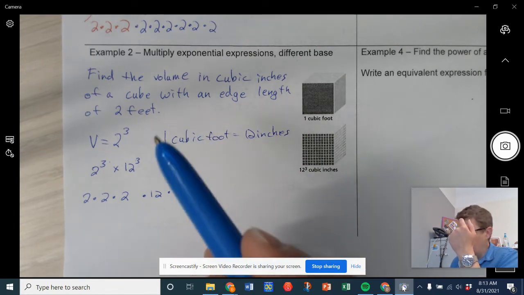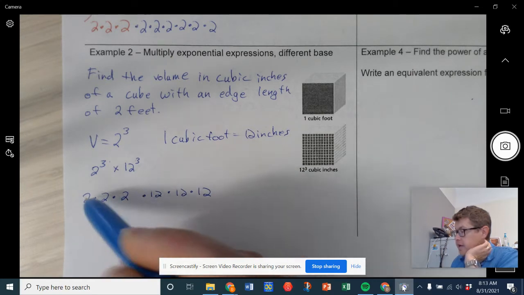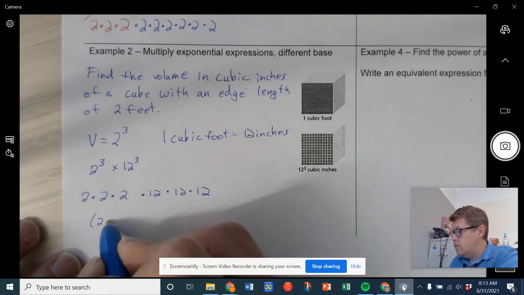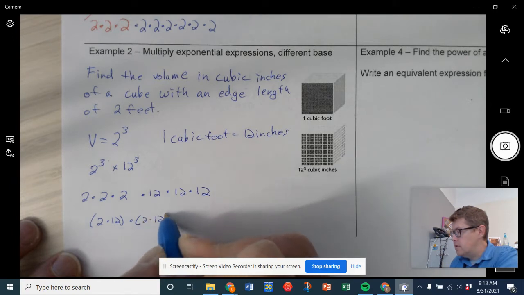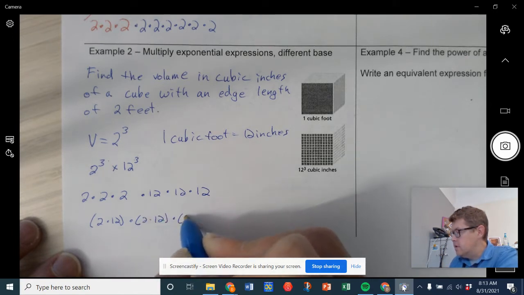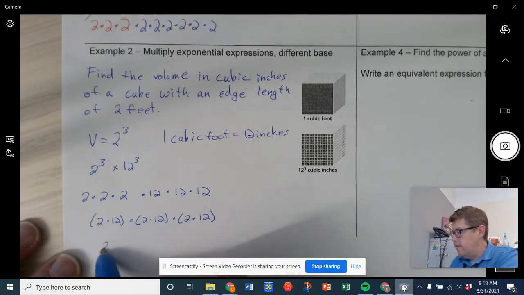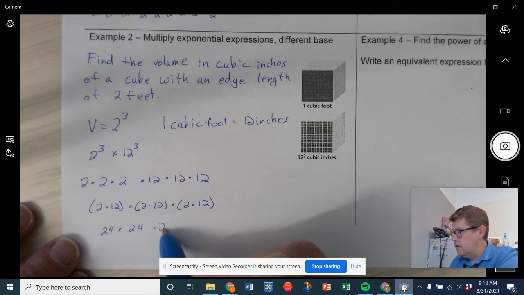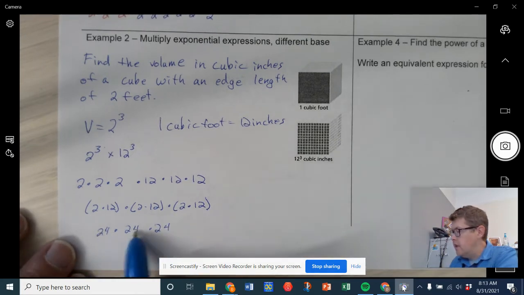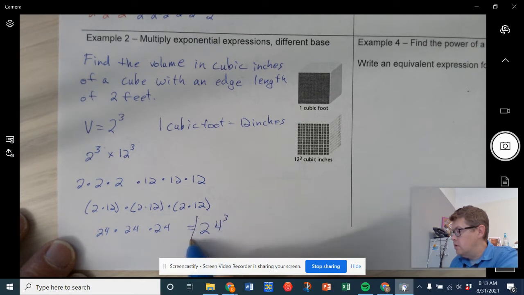And so we can combine these together to get the actual individual inches, right? So we can say 2 times 12 times 2 times 12 times 2 times 12, right? 2 times 12 is 24, right? Just like that. And there are 3 of them, so you get 24 cubed.